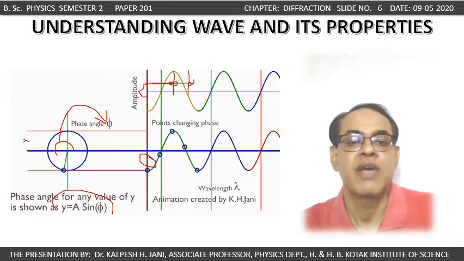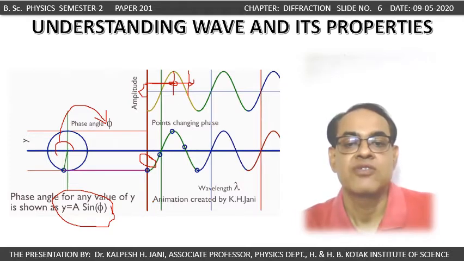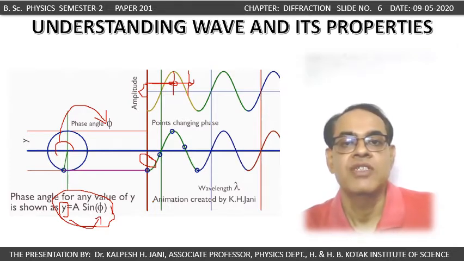and this is shown by the relation y is equal to a sine theta. We can represent this wave as a variation of a sinusoidal function. So from the value of y, you work out the value of phi. So this is how we come to know about the phase of the given point on the wave.